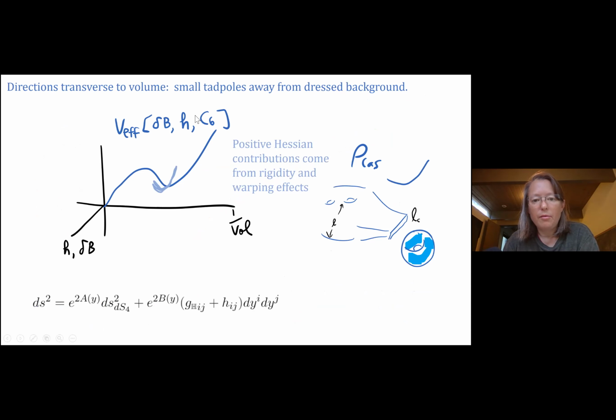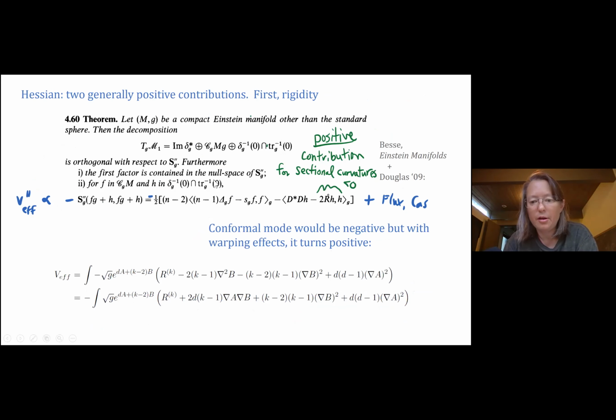Okay, so with that, let's go to the second order fluctuations. And here, again, there are these helpful contributions from the rigidity and the warping effects. Here's just a proper presentation of the theorem about the rigidity that I already described in words. This is standard textbook material. And also here are the equations that go along with what I was telling you earlier about how the warp factor related to this field A turns around what would have been an instability for the conformal factor B.